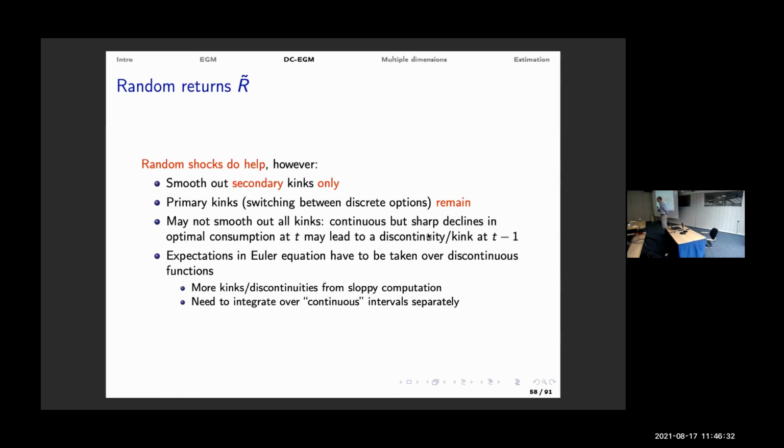Secondary and primary kinks. So primary kinks are the discontinuities in the value function, and secondary ones in the policy function. Primary ones are the ones in the last paper, and secondary ones are the more.